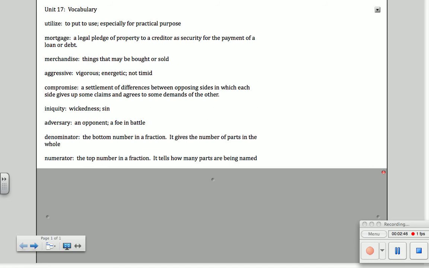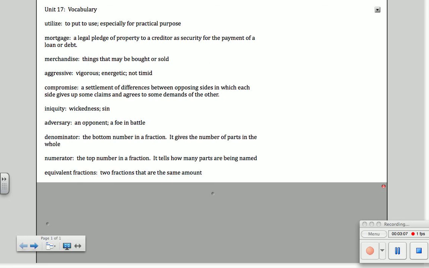Whereas the numerator is the top number in the fraction, and it tells you how many parts are being named. So if you have 3/4, it's 3 out of the whole 4. Okay, they're representing 3 parts from the 4.